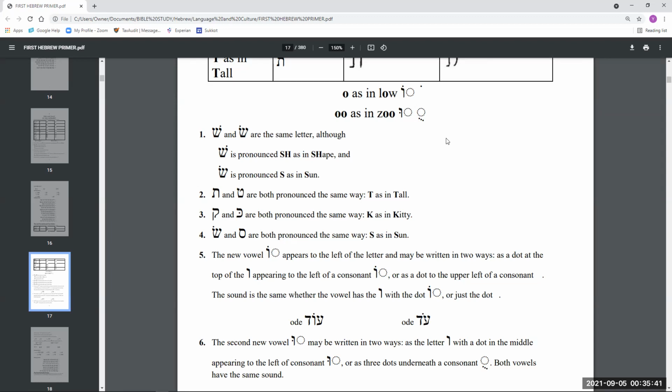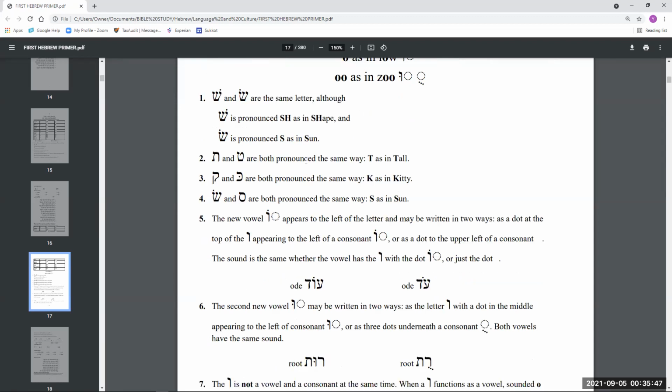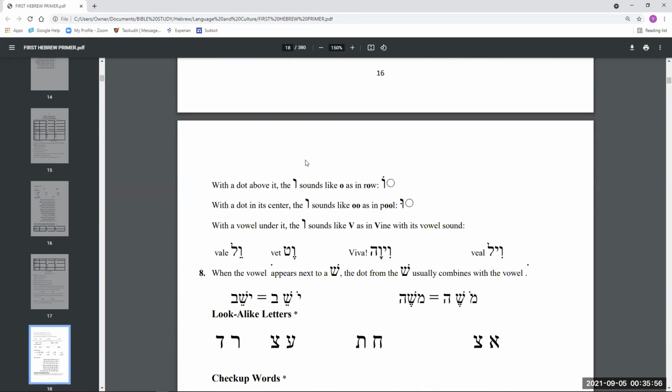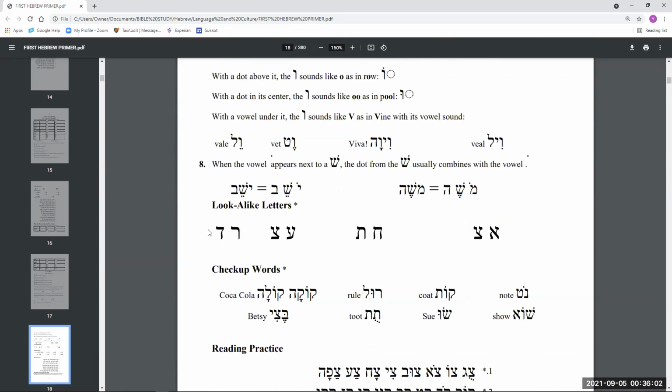This week we're gonna practice, but I'll go back through the rules. And remember, there was that one rule that applied to the shin, that we have to pay particular attention to, right? And so if we look at line 8 here, it says when that cholam appears next to a shin, the dot from the shin usually combines with the vowel, right? And they gave us this example, right?